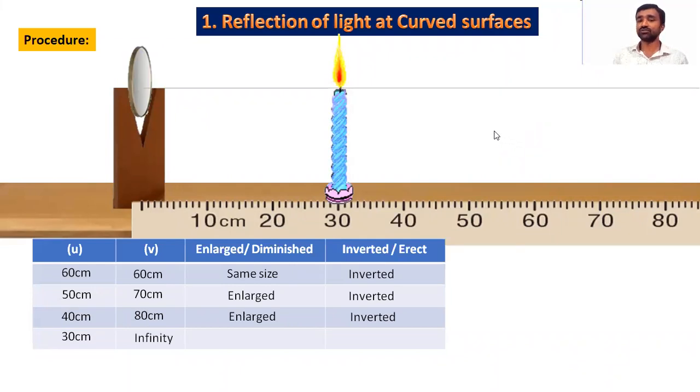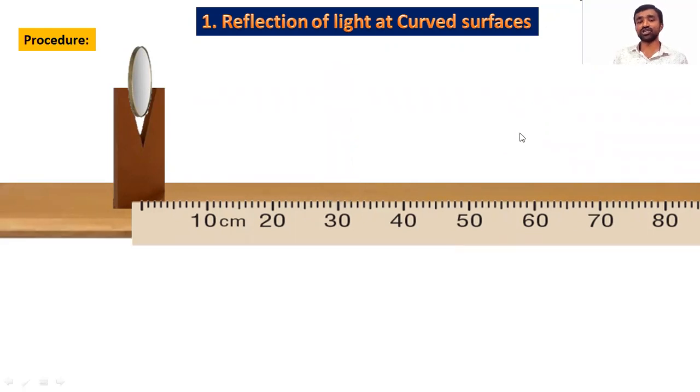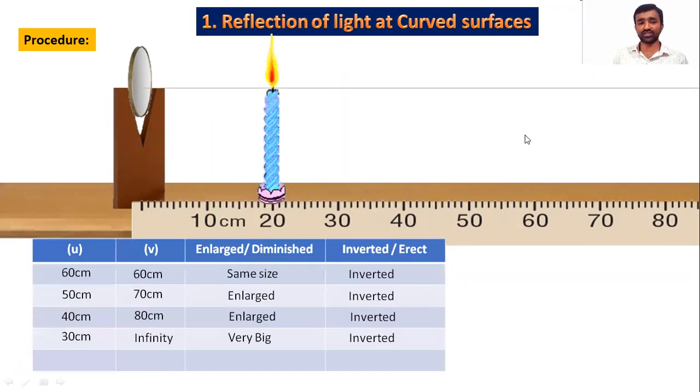Then size: highly enlarged, very big. We cannot see it, right? Then the type of image is inverted. It is a real image only, but at infinity distance it is very big and inverted. These are the characteristics. Then changing the position to 20 centimeters now, right? At 20 centimeters, what characteristics do you notice?